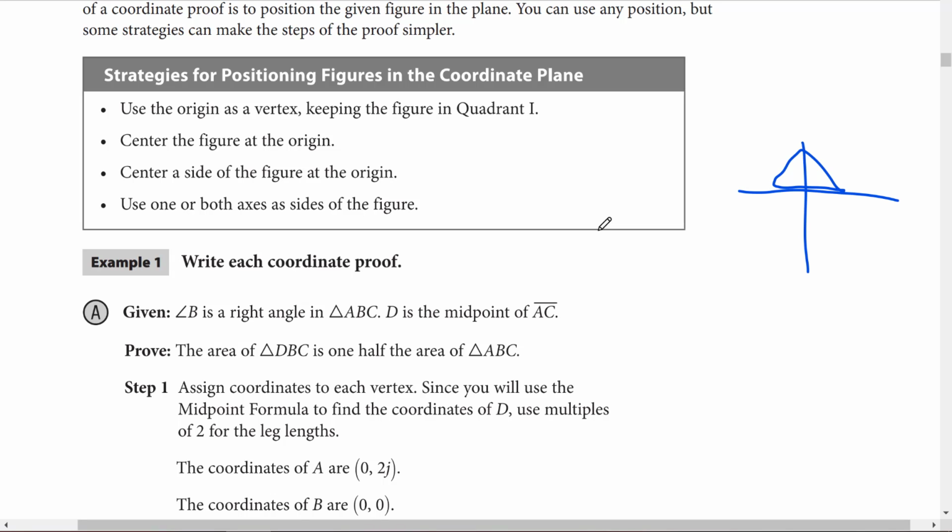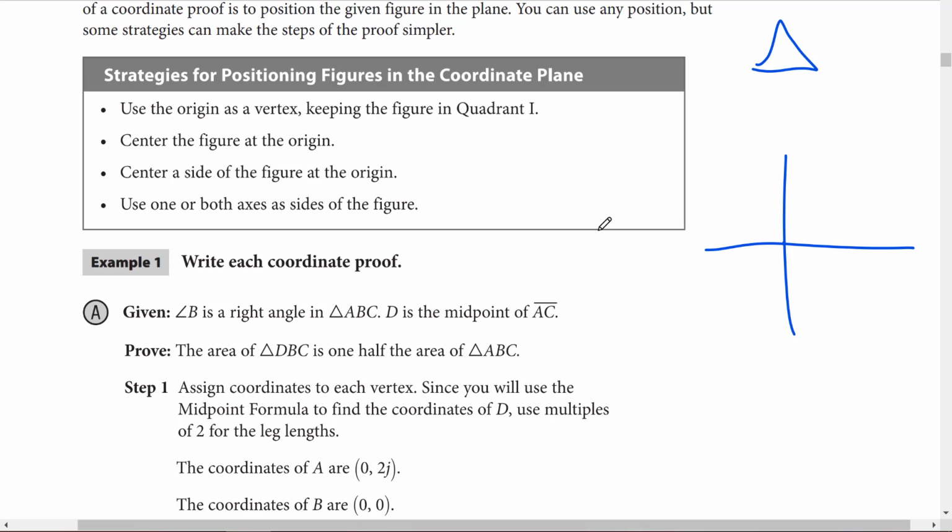There's a few strategies that will make a coordinate proof easier. When you're deciding to put that shape on your graph, when possible, one strategy is to put one of the vertices, let's say we're doing a triangle, on the origin and a side on the x-axis and keep everything up here in quadrant 1. Why is that a good idea? Well, because it means all of our numbers are positive, so we don't have to deal with any negatives in our equations.